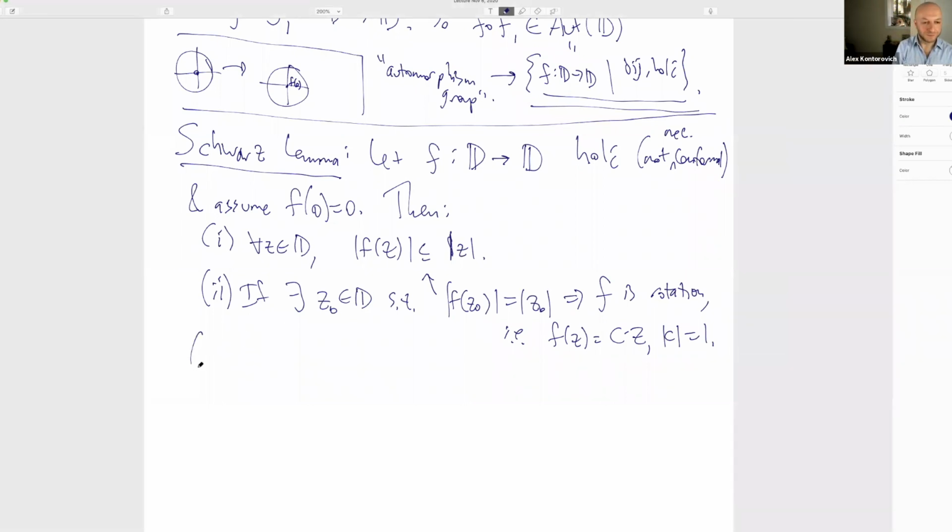And third of all, what we know about the derivative of f at the origin is that it is also at most 1. And moreover, if the derivative is 1, then f is a rotation.